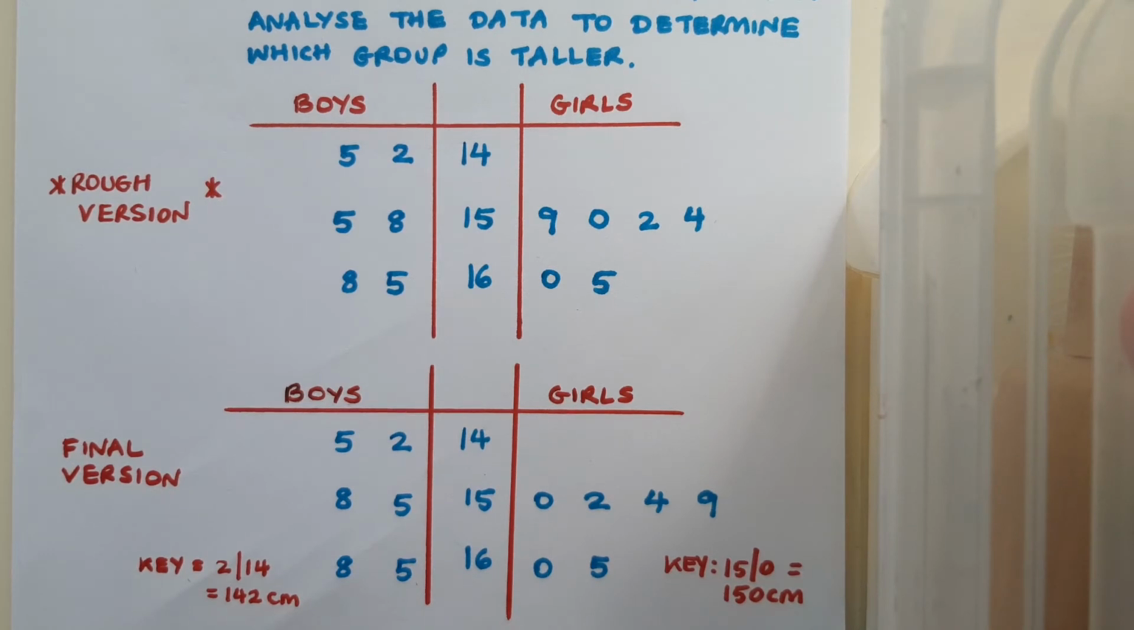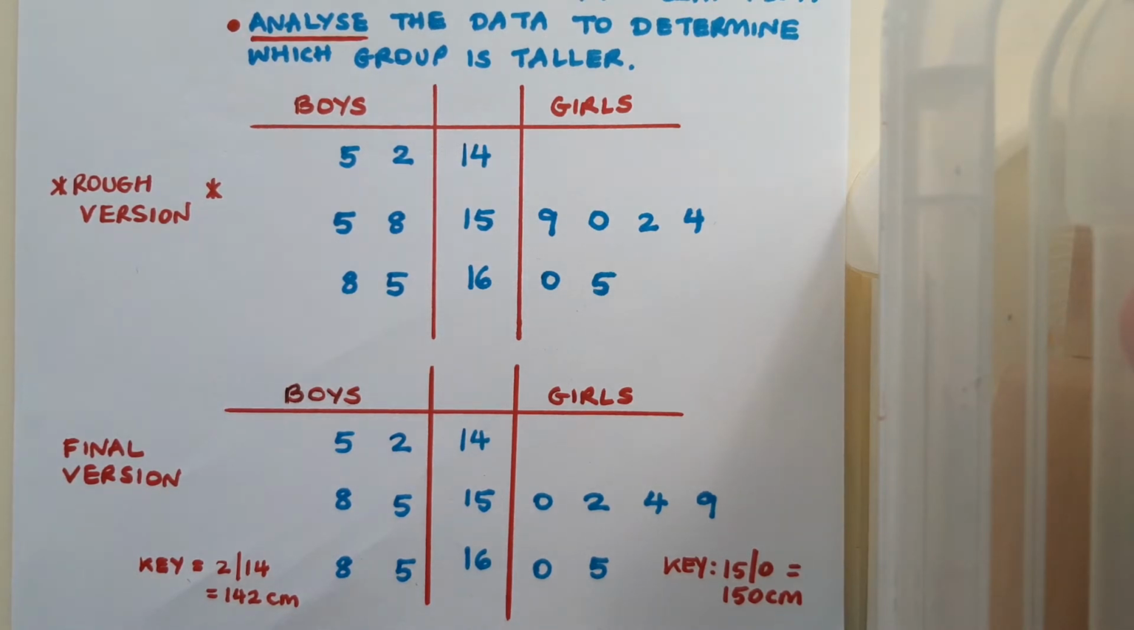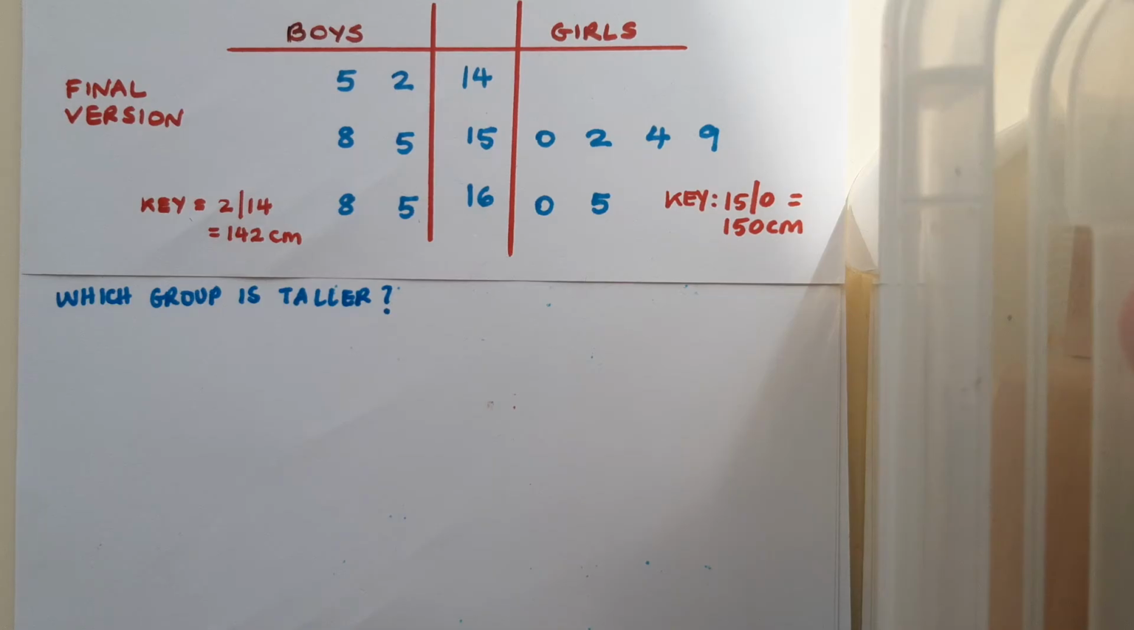Looking back to our question, we were also asked to analyse the data to determine which group is taller. It's not sufficient for me to just glance at the data here and make a decision. I have to do some calculations because this is what the word analyse means. So what might be some sensible calculations to make?